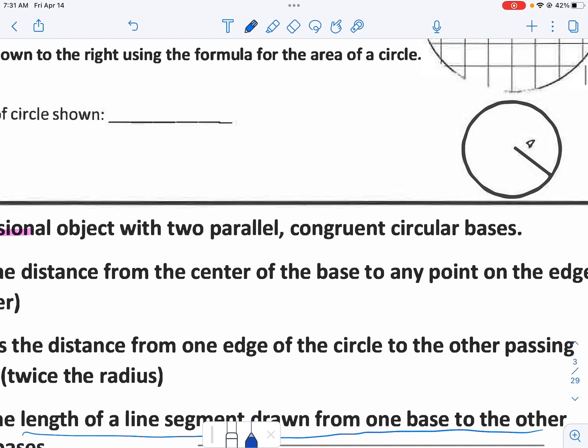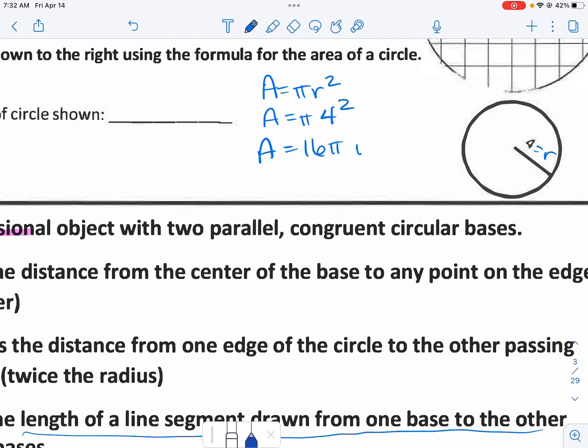So if I was to find the area over here, pi r squared, so radius, this right here is my radius, so that would be 4 squared. Now if I wanted an exact answer, I would say that this is my exact answer. If I wanted an approximate answer, I would take 16 and multiply it by 3.14 and I would get approximately 50.24 units squared.